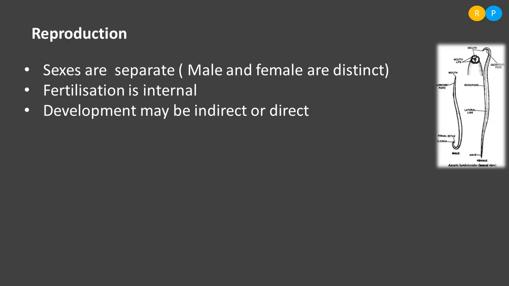And in some of the species, the development is direct. That means there is no larval stage. The young worm just appears like an adult. So there are two possibilities of development here, depending on the kind of species. Some show indirect development and some show direct development. Understood? So these are all the characteristic features we can see in the members of Aschelminthes, that is, the roundworm.